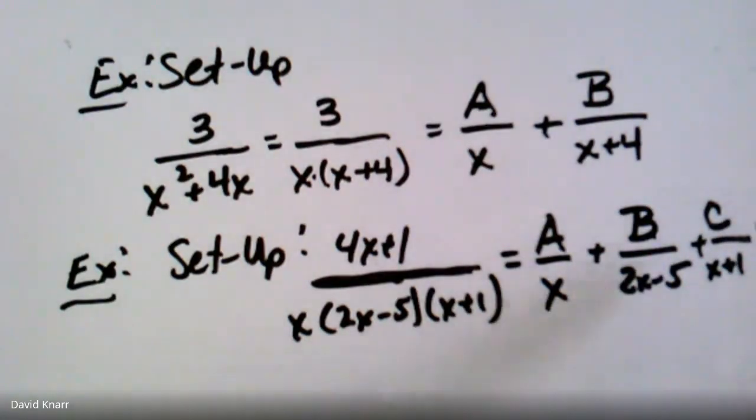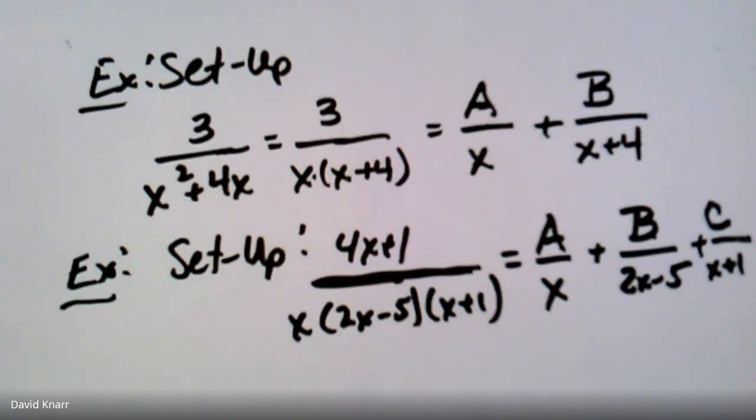All right? So now I have A over x plus B over 2x minus 5 plus C over x plus 1. Now, I don't know what A, B, and C are. I have to figure that out, which we're going to do in the next example. We're going to show you how to get these numbers. But that is how you set them up.